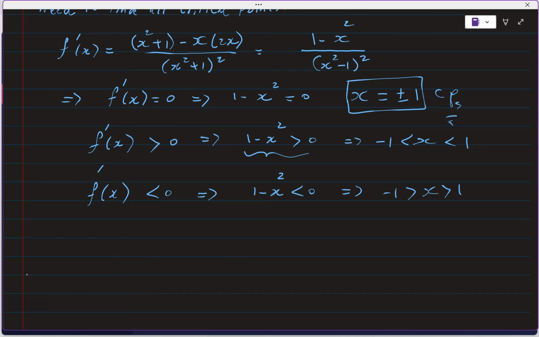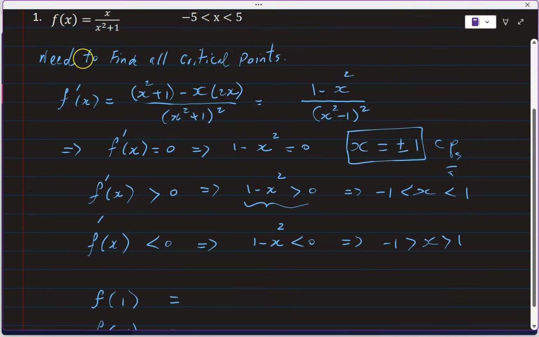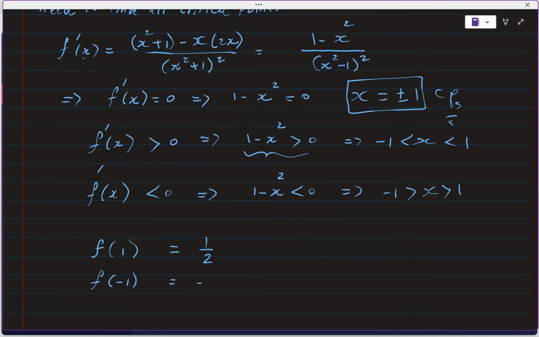And let's find out the value of the function. So what is f of 1 and f of -1? What is the value of the function at those critical points? When you plug the numbers back into the original function, f of 1 is 1 over 1 plus 1, so that would be 1/2, and -1/2 for f of -1.